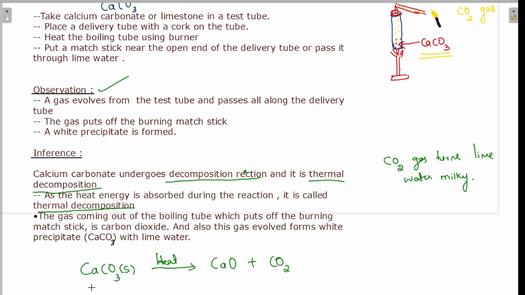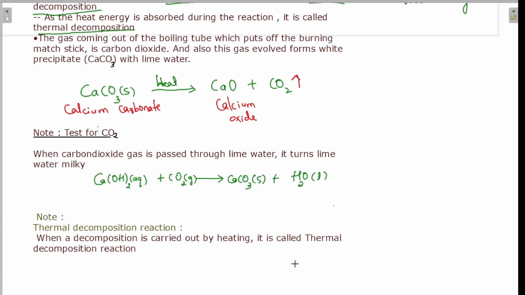You have to write the names of the reactants and products to make it more informative. This is calcium carbonate. This is calcium oxide. As we know, this is carbon dioxide gas, which is liberated. Note: test for carbon dioxide gas.